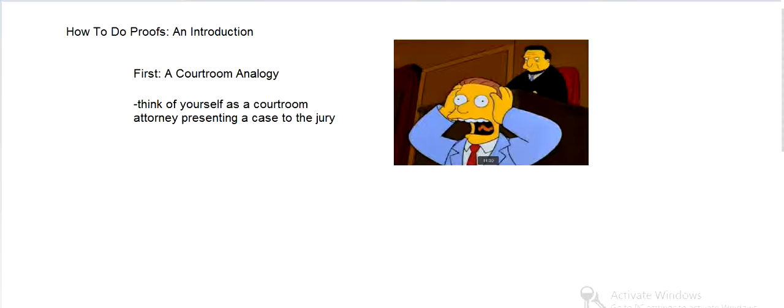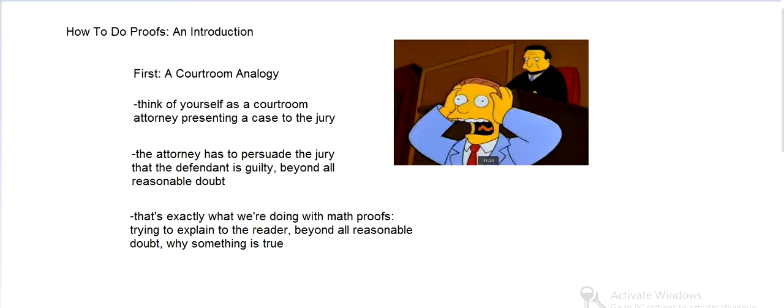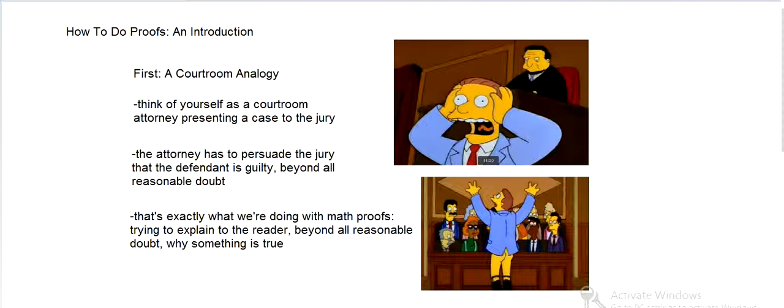really, all it is, it's basically the same as what an attorney is doing in the courtroom. They're trying to persuade the judge, or the jury and the judge, that his case is correct. So, like the juror in The Simpsons, or the attorney in The Simpsons. So, if you think of yourself as a courtroom attorney, and you've got to persuade the jury of your case beyond a reasonable doubt, that's what we're doing with math proofs. We're trying to explain to the reader beyond a reasonable doubt that what we're claiming is true. And so that's it from The Simpsons if you don't know.